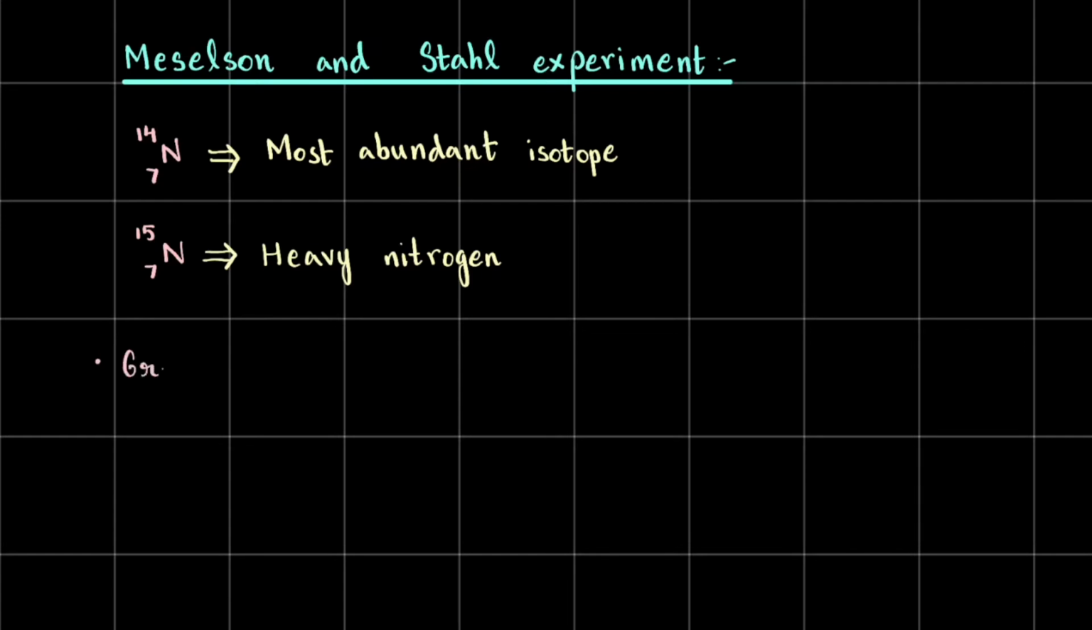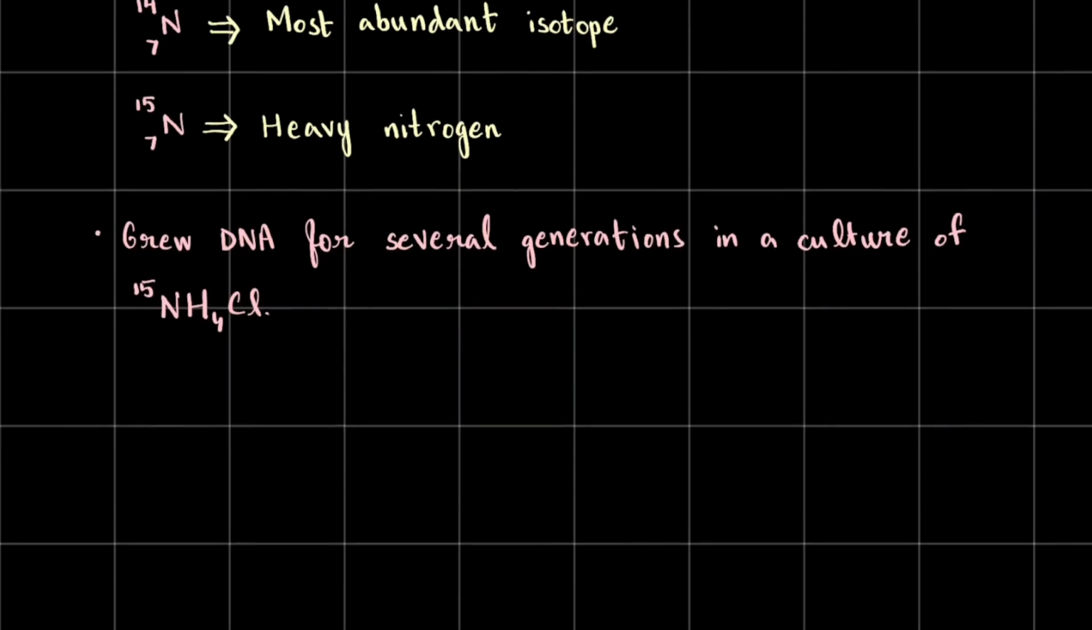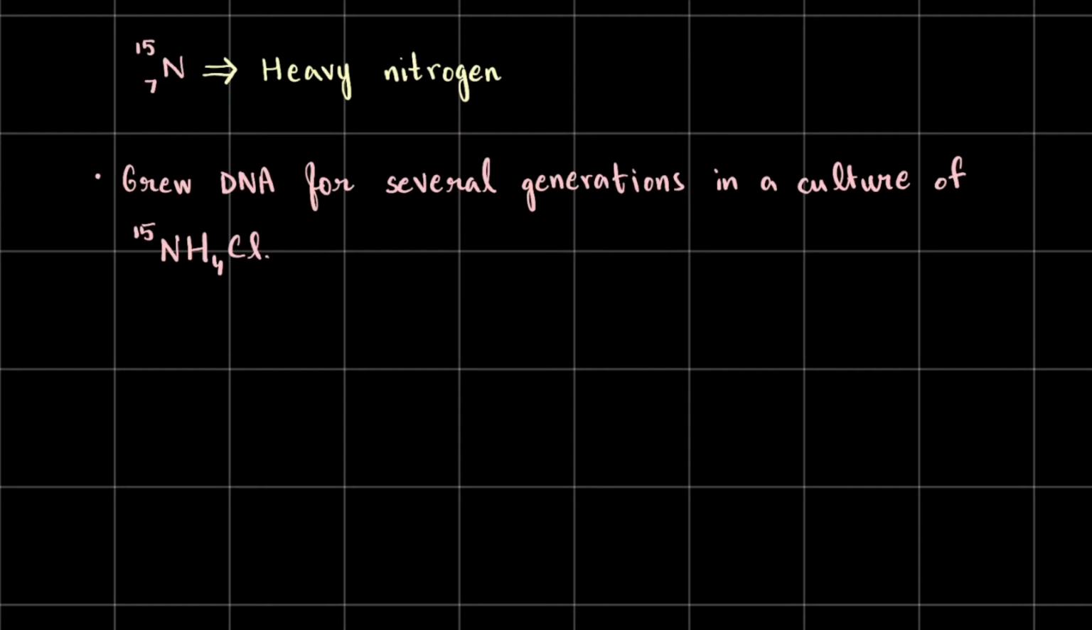for several generations in a culture of 15NH4Cl. What is NH4Cl? Ammonium chloride. And I'm not writing the atomic number anymore because it's quite evident. But 15NH4Cl signifies that the nitrogen used in the culture is heavy nitrogen, right? They prepared a special culture of 15NH4Cl and they grew the DNA for several generations in that, right?